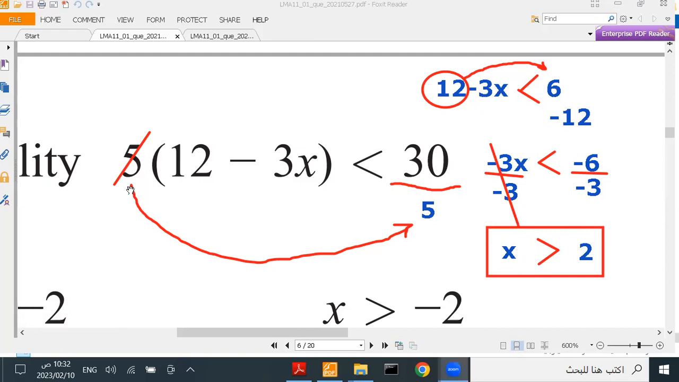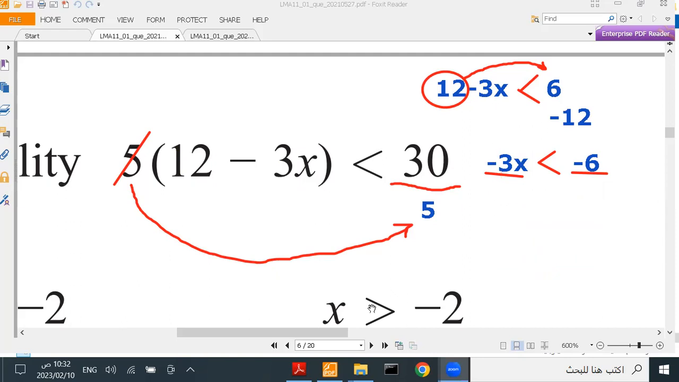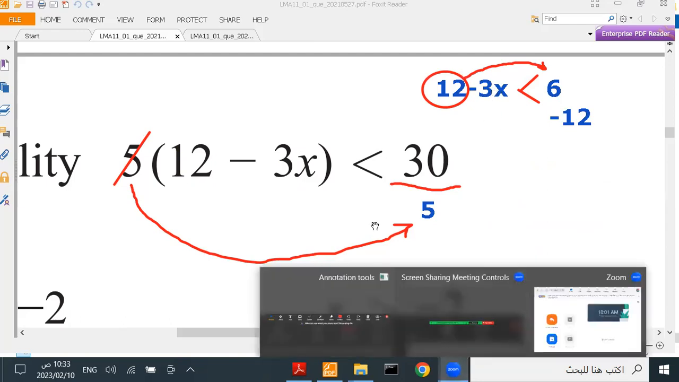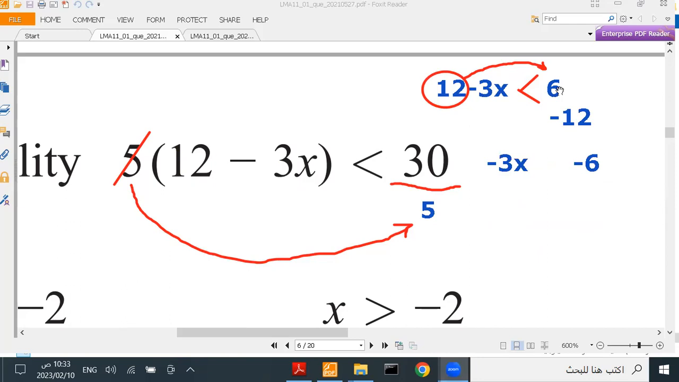The first thing we did: the 5 is multiplied by the whole bracket, so we took it to the other side by division. You get 30 divide 5. Now, on this side, I have 12 minus 3x. Let's do it. We take the 12 to the other side and it becomes negative 12. Then on this side I have negative 3x, and on the other side 6 minus 12 becomes minus 6. And then I put the sign again.